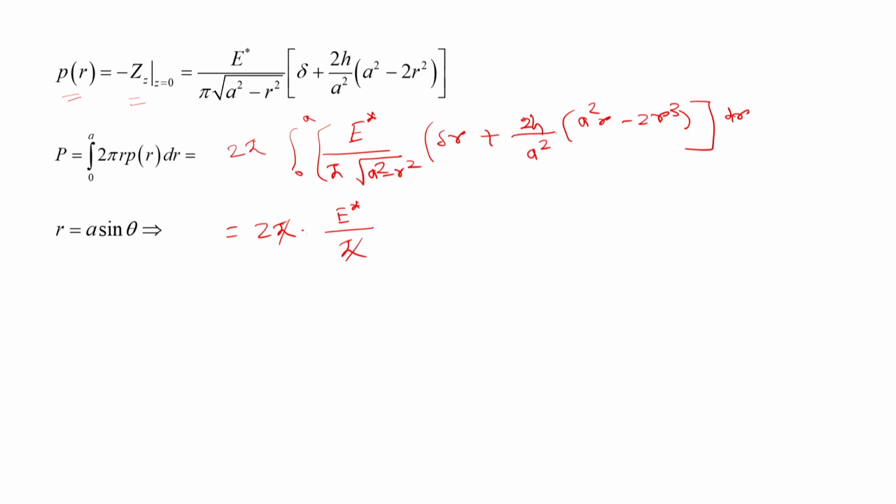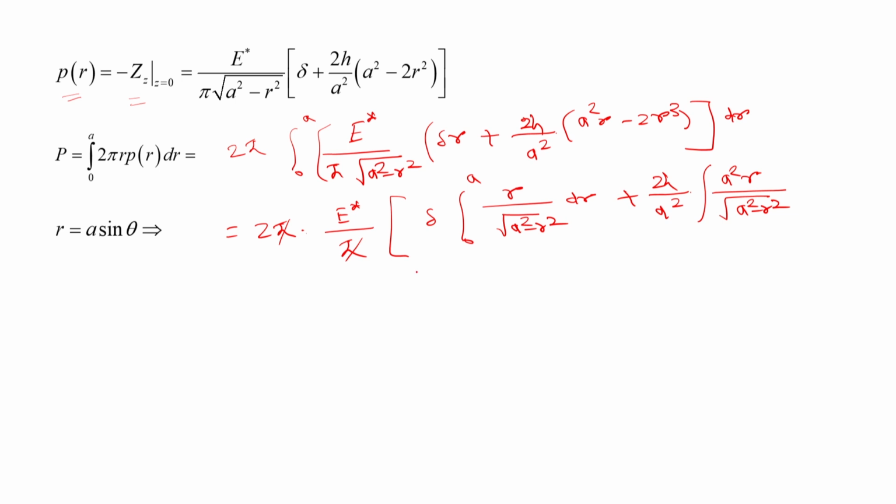So pi gets cancelled here, and then I have, let us say, delta into the integral from 0 to a of r into square root of a square minus r square dr, plus 2h by a square into r by square root of a square minus r square, and then minus 4h by a square into r cube dr by square root of a square minus r square, all the cases from 0 to a.